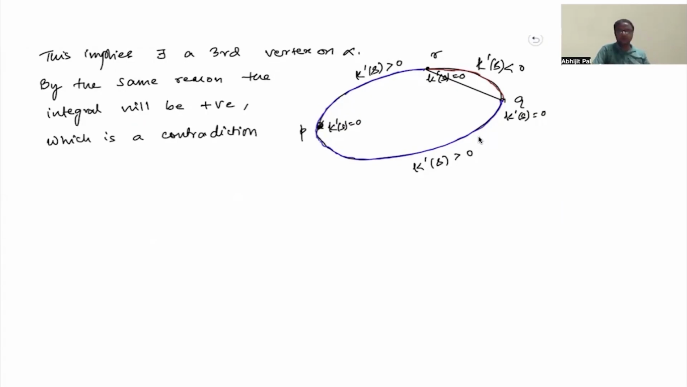So as we have shown that the integral is equal to 0. Okay, so therefore this contradiction will tell you that there will exist another vertex. So this implies there exists a fourth vertex on alpha. Okay, so this is the proof of the four vertex theorem. So thank you. So I'll stop here.